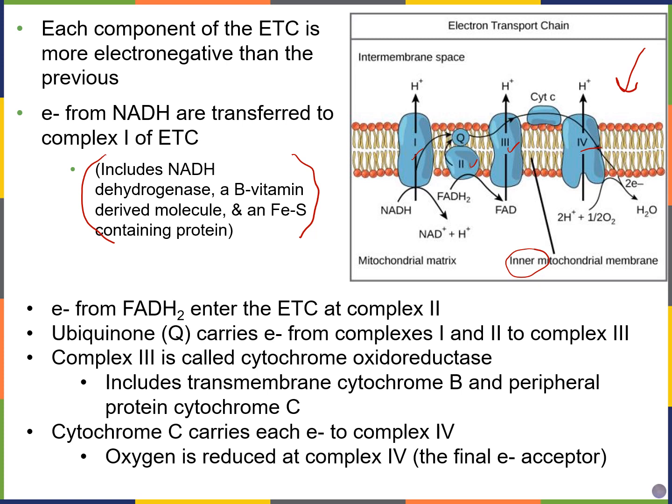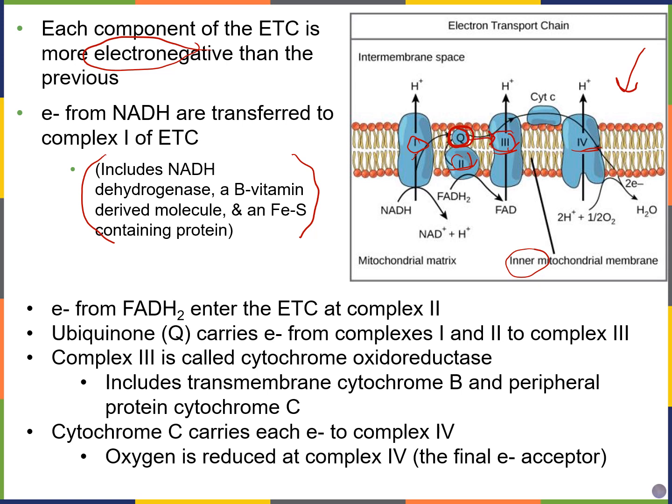The reason electrons will be transferred from one complex to the next is because each subsequent component of the electron transport chain is more electronegative than the previous one. So it'll almost like suck the electrons to itself. Some of these components are mobile. They can actually move around. So one of these includes something called ubiquinone, or Q. Q can grab the electrons from complex 1 and complex 2, and transfer them to complex 3.